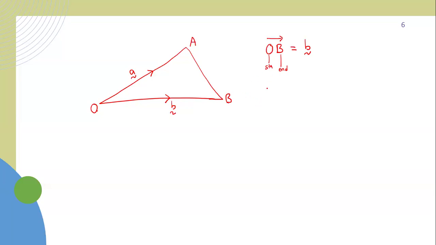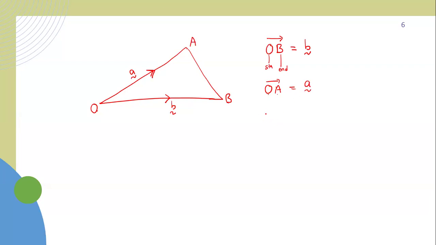When I write O to A, it means that I'm starting from O, I'm going towards A. And when you look at our vector O to A, the arrow clearly shows you that you are starting from O and you are going towards A. So this vector here, I write it as a, like that.